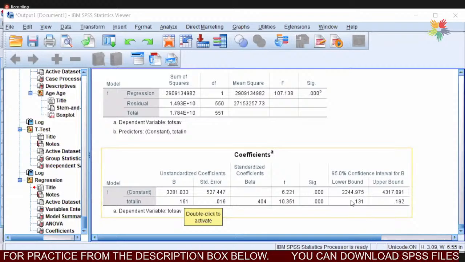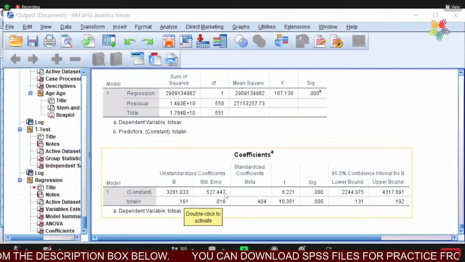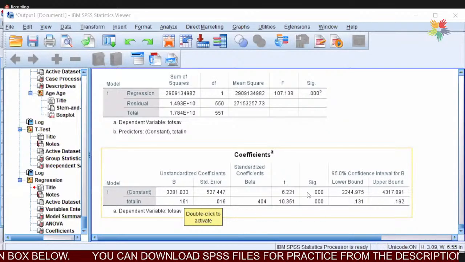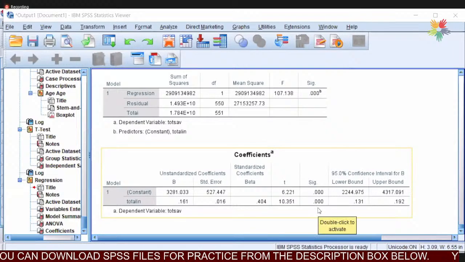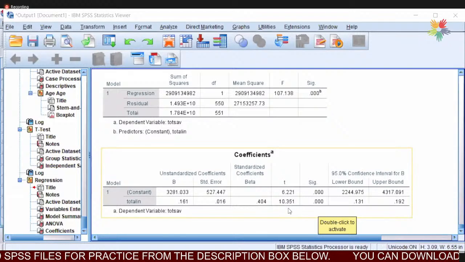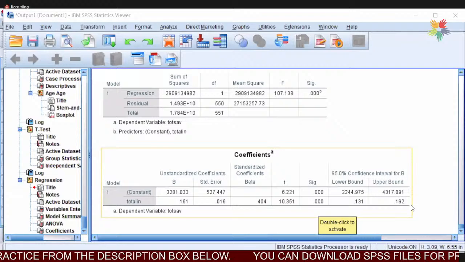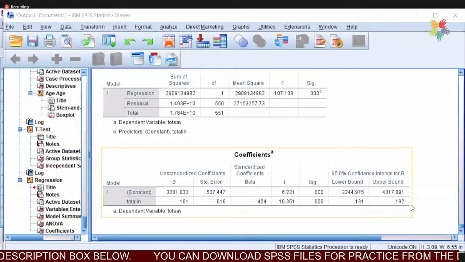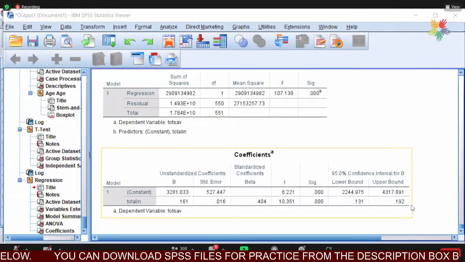Here both the lower bound and upper bound are plus, which means there is influence. We can look at many things to say whether there is influence. When the significant value is less than 0.05, there is influence. When the t value is more than 1.96, there is influence. When the lower bound and upper bound are both plus or both minus, there is influence.